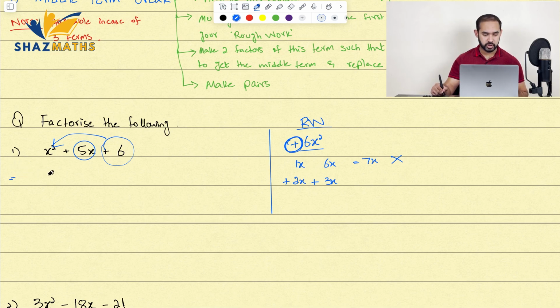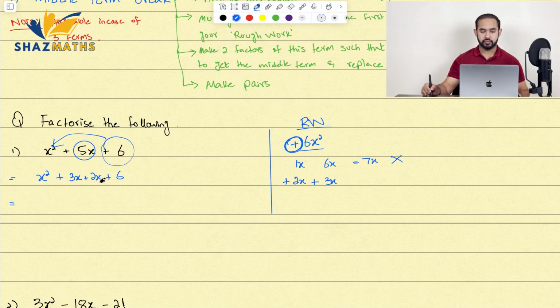So it would be x squared. I'm going to replace 5x by these two factors, that is plus 2x and plus 3x. So x squared plus 3x plus 2x plus 6. What I've done is I've just broken down the middle term. That's why the method itself is called middle term break.